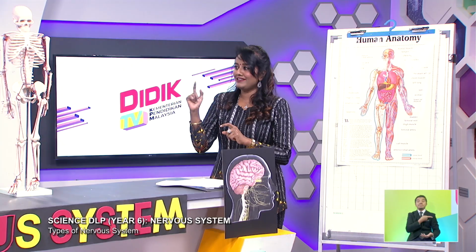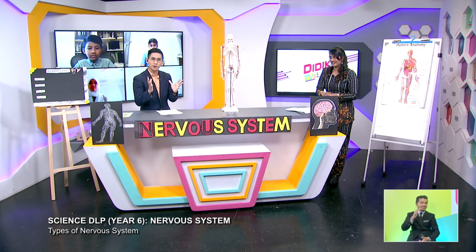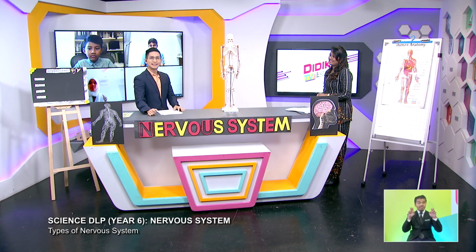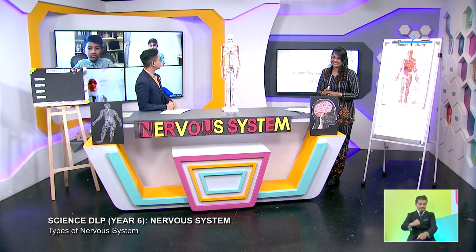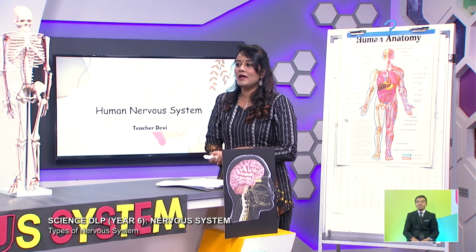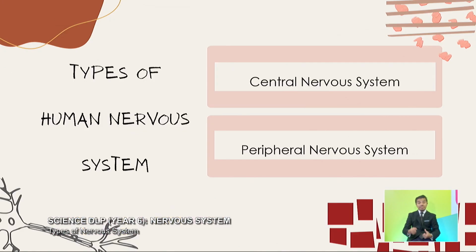So, you want to learn, you have to follow me to the class. Everyone, let's get ready for class. So, what is the topic for today, teacher? The topic for today is the human nervous system. So in the human nervous system, we are going to learn about the types of human nervous system. There are 2 types of nervous system: the central nervous system and the peripheral nervous system.